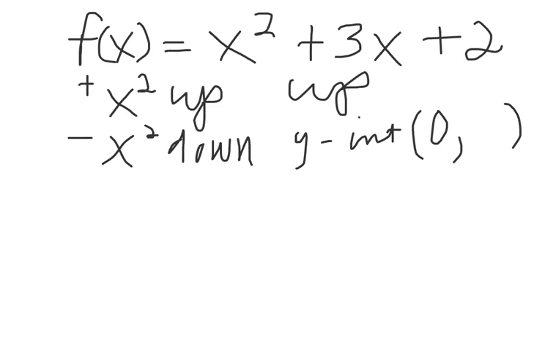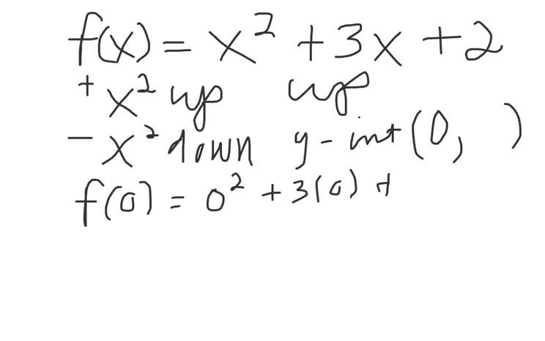Okay, so to find the y-intercept, you're gonna plug in 0 for every x, all right? And so you get 0 squared plus 3 times 0 plus 2. So this cancels out, leaving you with 2. So there's your y-intercept. We're good?